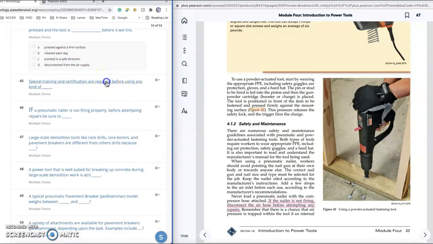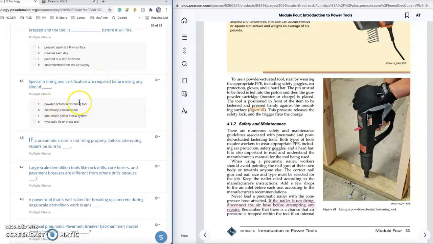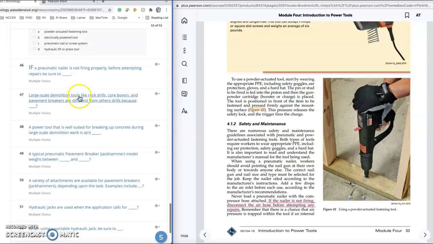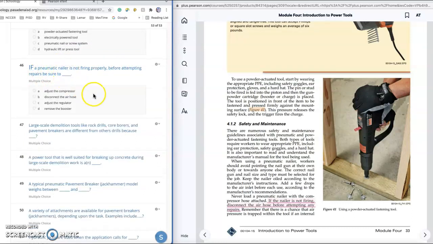Special training and certification is required before using any kind of powder actuated fastening tool. If a pneumatic nailer is not firing properly before attempting repairs, be sure to disconnect the air hose. Turn the page.